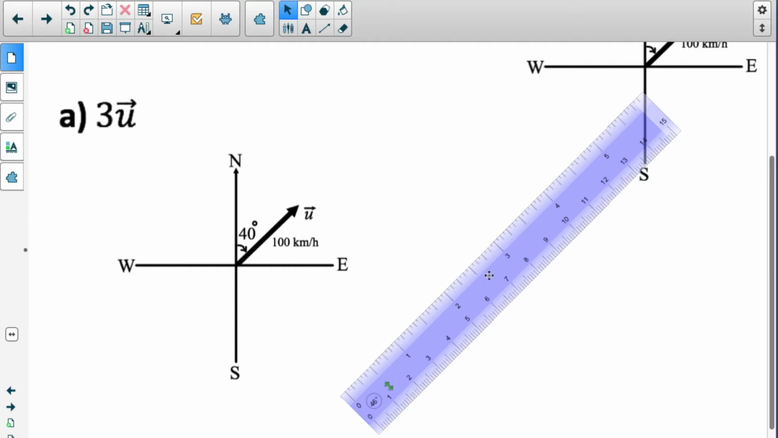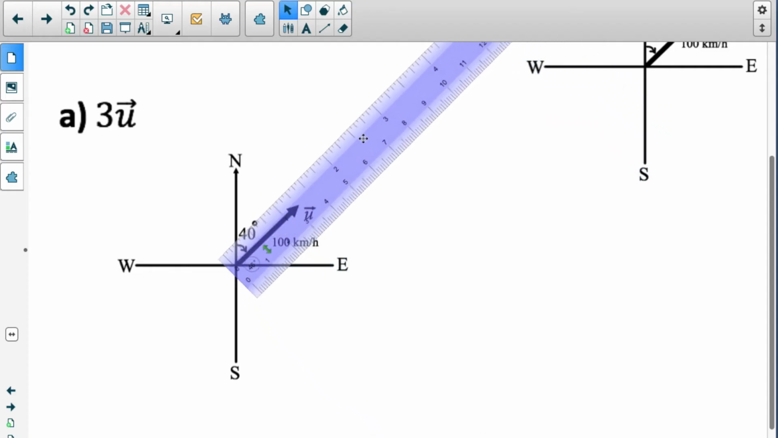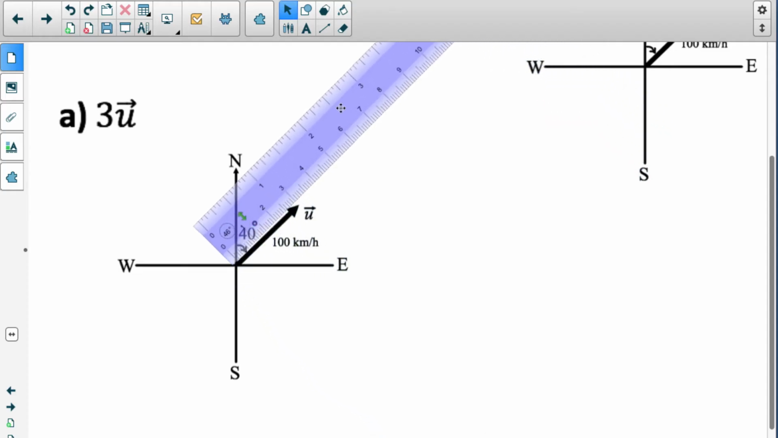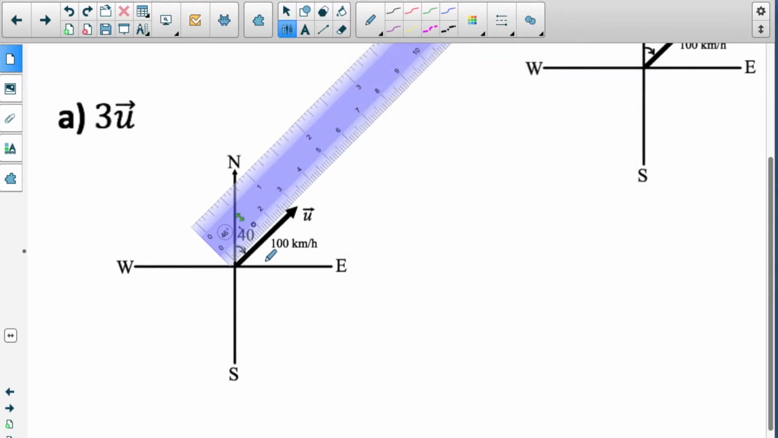So vector u had a magnitude of 100 kilometers an hour, so 3 times vector u is going to have a magnitude of 3 times that, 300 kilometers an hour, and it's going to be in the exact same direction. So let's keep the direction the same, and our drawing needs to be 3 times as long. So the length of this one is 3 centimeters, so the length of 3 times vector u should be 9 centimeters. So let me go ahead and draw that.